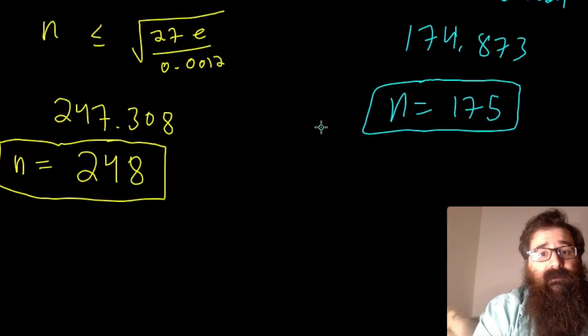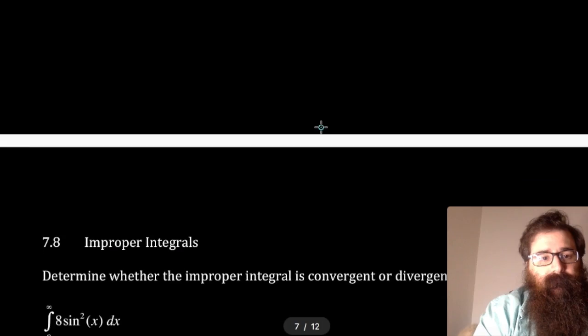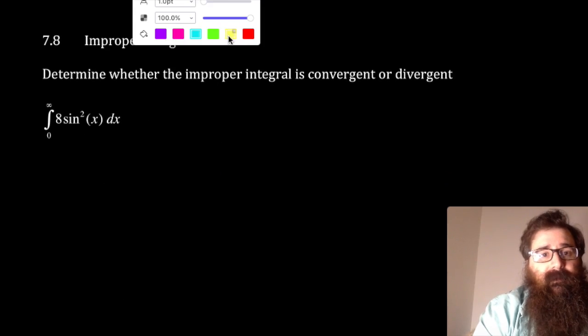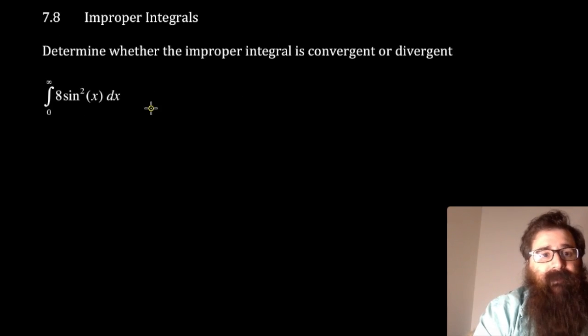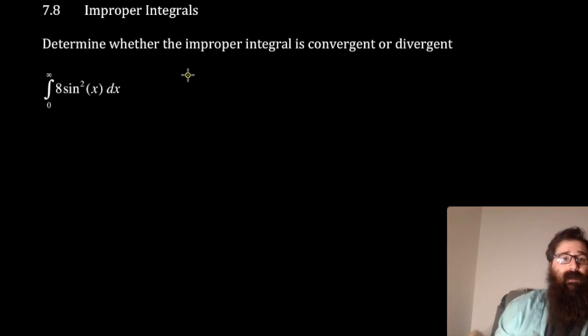All right. Well, so that's it for 7.7. Let's go ahead and take a look at the material for 7.8, talking about improper integrals. And let's go through a few of these examples. So I want to determine whether the improper integral is convergent or divergent. And the very first thing that I want to do in all of these cases is rewrite into the limit of a proper integral. So this first example, the integral from 0 to infinity of 8 sine squared of x dx, it's no good. Infinity should not be a bound.